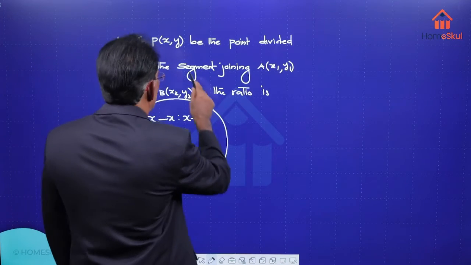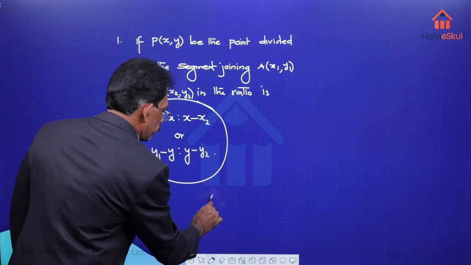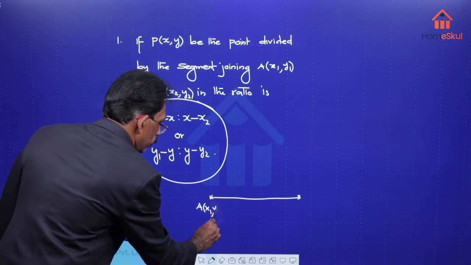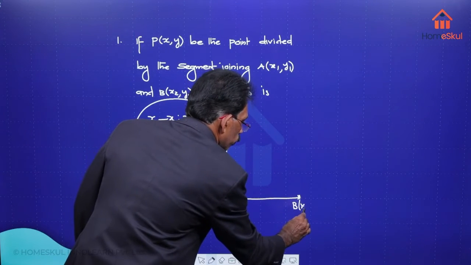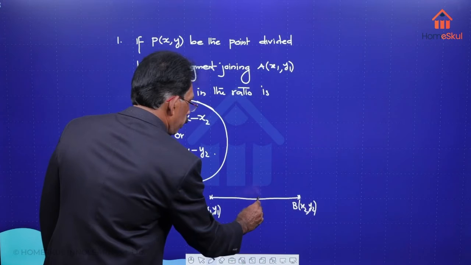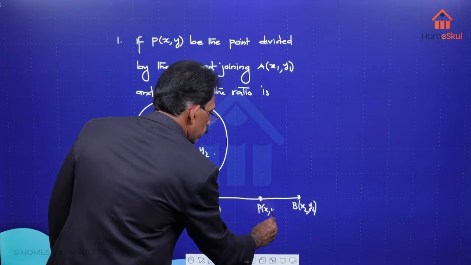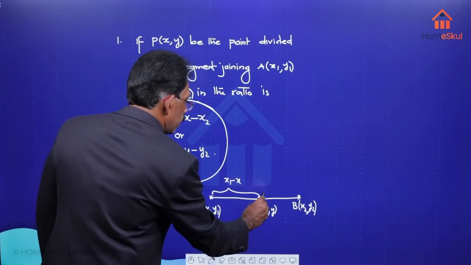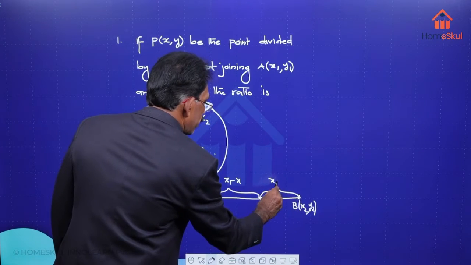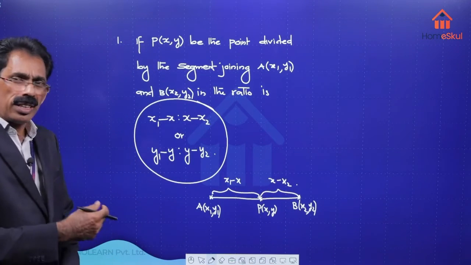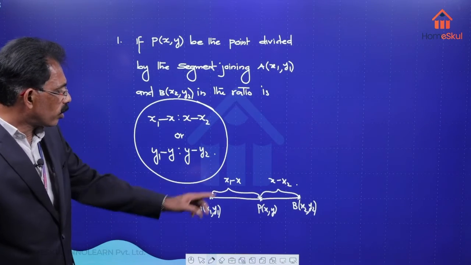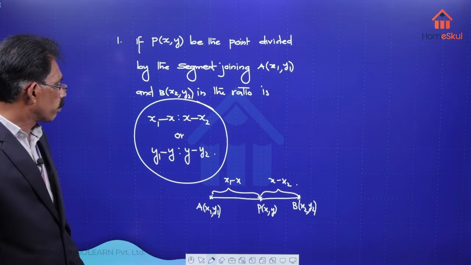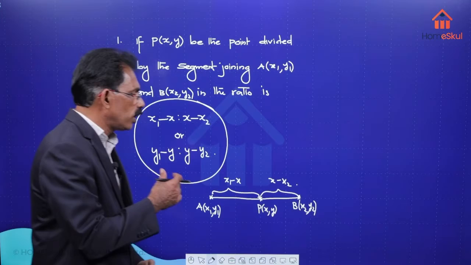So look, P(x, y) be the point. A is (x1, y1), B is (x2, y2). The point dividing this is P(x, y). What is this ratio AP? It is x1 minus x, and here it is x minus x2. You can get the answer directly, no? (x1 - x) to (x - x2), or (y1 - y) to (y - y2). Please note down this formula.